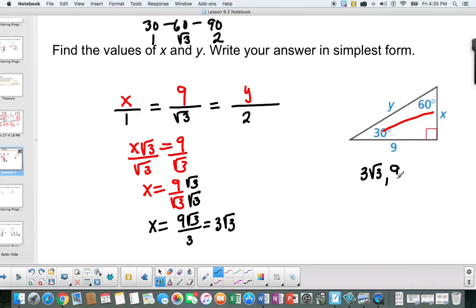The long leg is 9, and now I need to find y, and so to find y I'm going to cross multiply. 18 is equal to root 3 y. Now I can go through this and solve, but I really already know that the hypotenuse is twice as big as the short leg, so I'm just going to take a shortcut and multiply it by 2, and I'll get the same answer as with my algebra, or I'll get the same answer understanding the relationship.